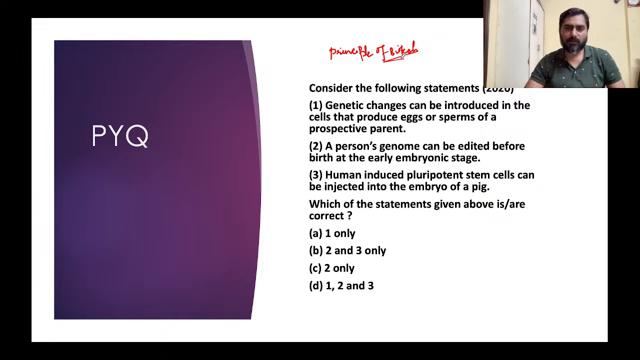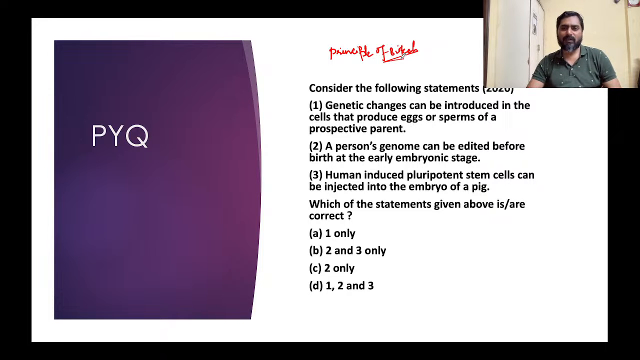So in this question, what it is saying, consider the following statements. Genetic changes can be introduced in the cells that produce eggs or sperms of a prospective parent. A person's genome can be edited before birth at the early embryonic stage, and human-induced pluripotent stem cells can be injected into the embryo of a pig. So let us look at each statement and let us try to find the answer to this.